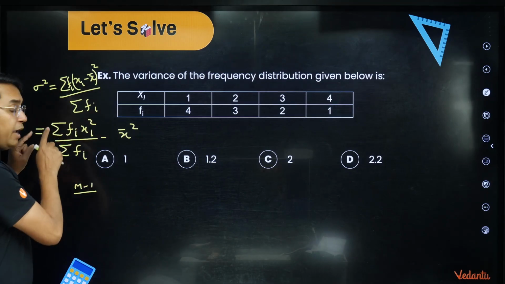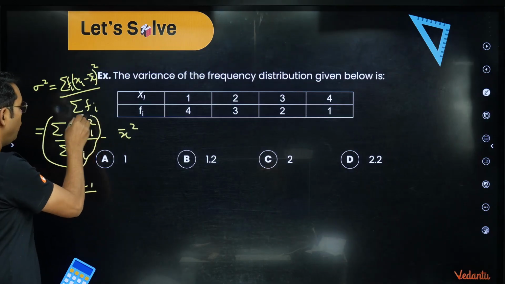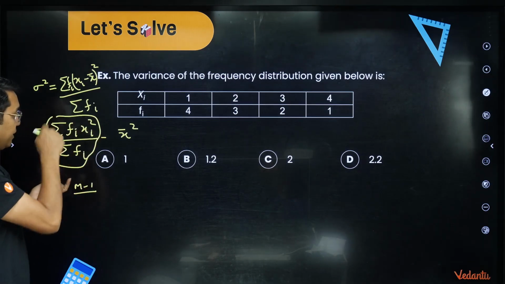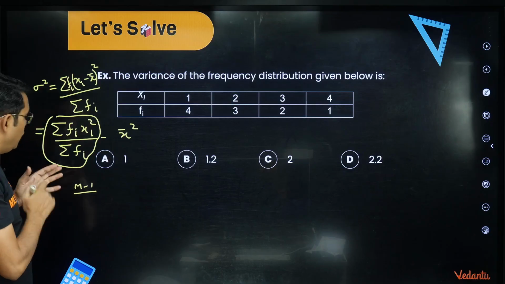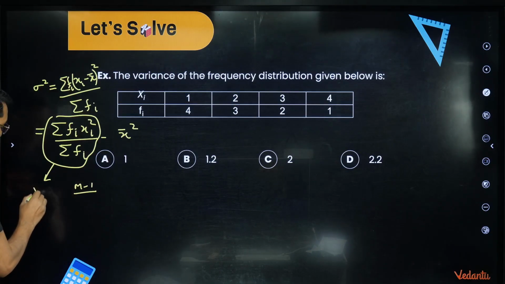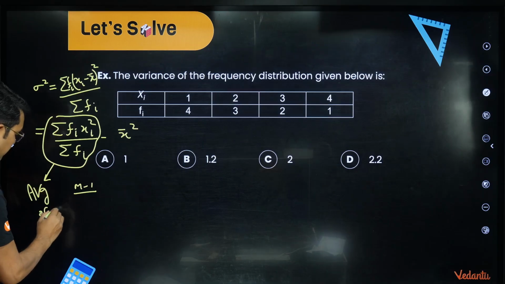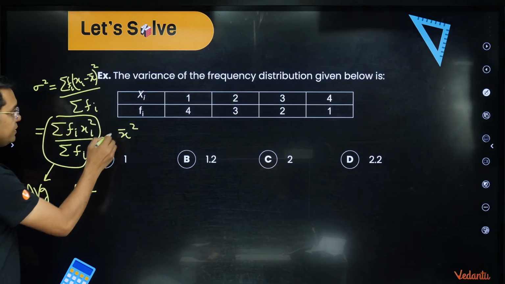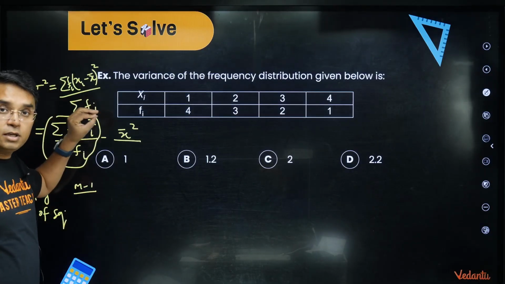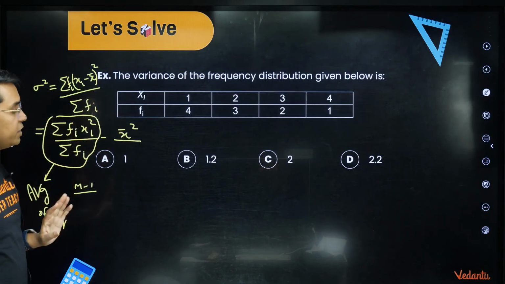It says average of squares. If you look at this number, you will see all the data squared and multiplied with its frequency and then divided by the sum of all the frequencies. So it is actually the average of squares, and this is nothing but the square of average. So average of squares minus square of average is what your variance is. Now we can do this question in two methods.